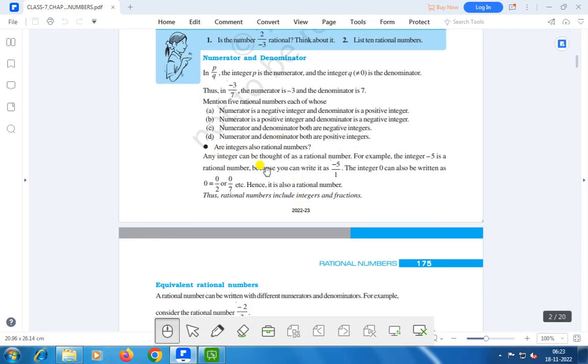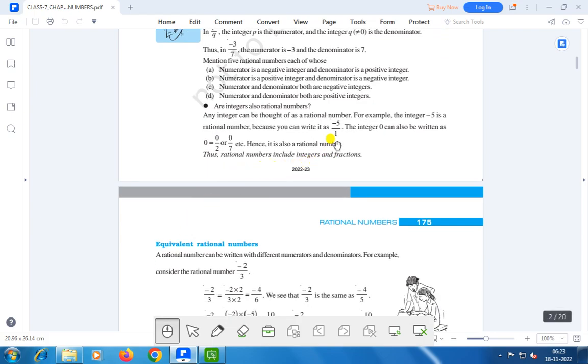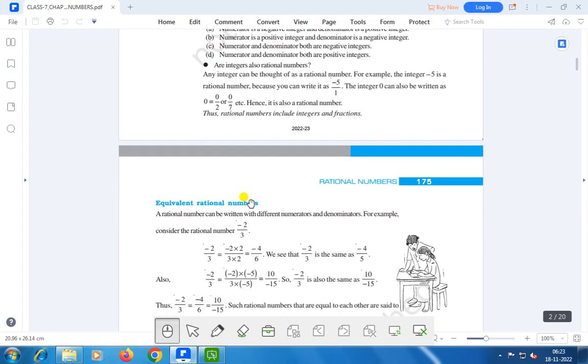Are integers also rational numbers? Any integer can be thought of as a rational number. For example, the integer -5 is a rational number because you can write it as -5 by 1. The integer 0 can also be written as 0 by 2 or 0 by 7, hence it is also a rational number. Thus, rational numbers include integers and fractions.